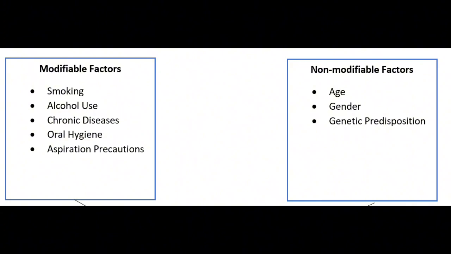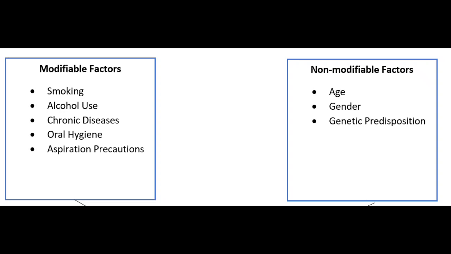Next, we have alcohol use, as excessive alcohol consumption can lead to aspiration, especially because it affects our consciousness, no? Thus also affecting our swallowing reflexes. Next, we have our chronic diseases. Conditions like diabetes, COPD, and immunosuppressive diseases can be managed to reduce the risk.